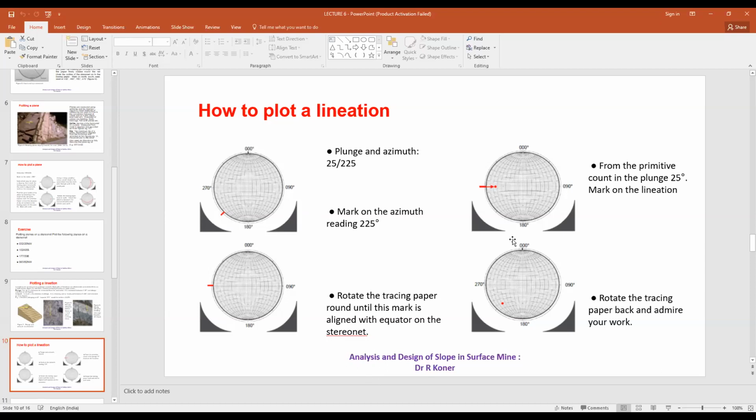Again, we'll reverse back to the original position. This is the original position of the figure, that it represents a lineation structure, plunge 25 and azimuth 225. Is it understood?